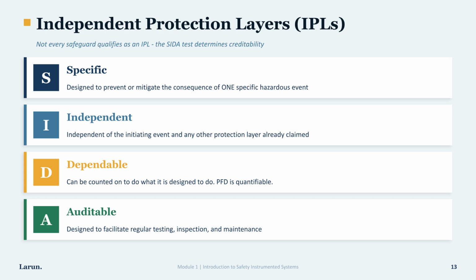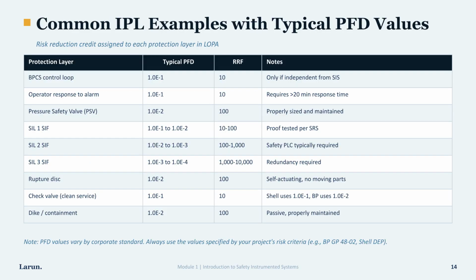To be credited as an independent protection layer, or IPL, a safeguard must pass the SIDA test. It must be specific to the hazardous event, independent of other layers, dependable with a quantifiable probability of failure on demand, and auditable through regular testing. This chart provides common IPL examples and typical probability of failure on demand values assigned in layers of protection analysis, or LOPA. Remember that these values may vary based on specific corporate risk criteria.